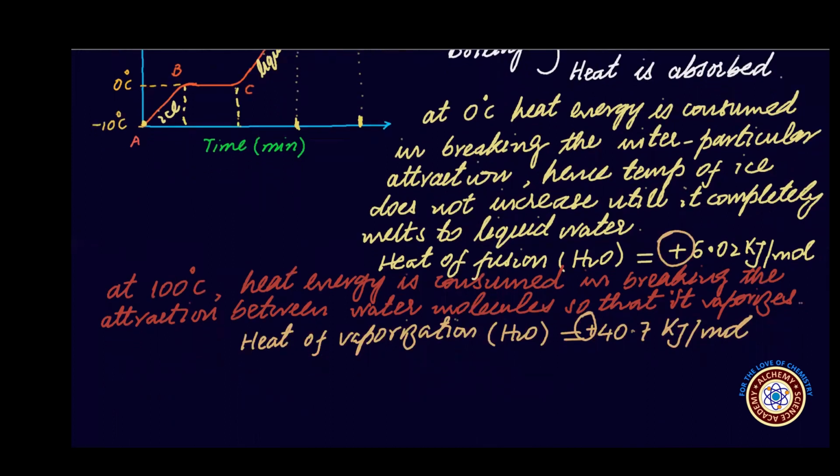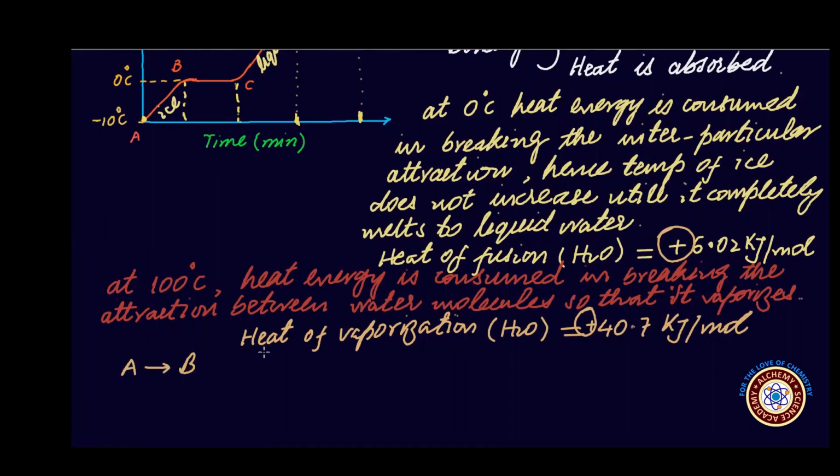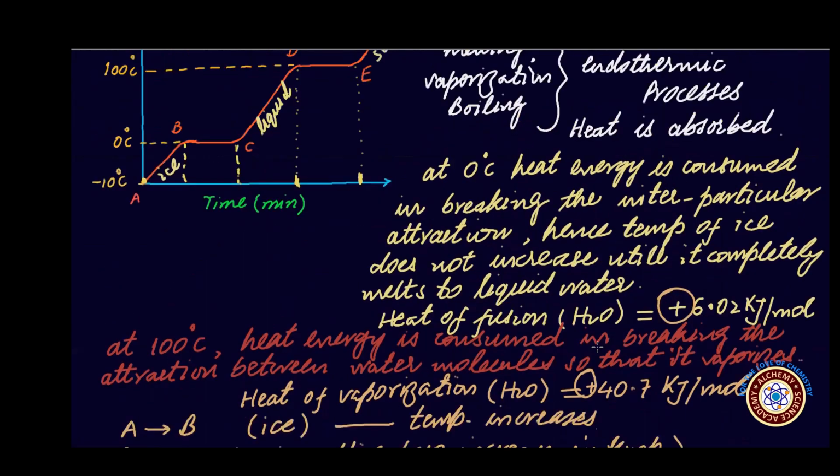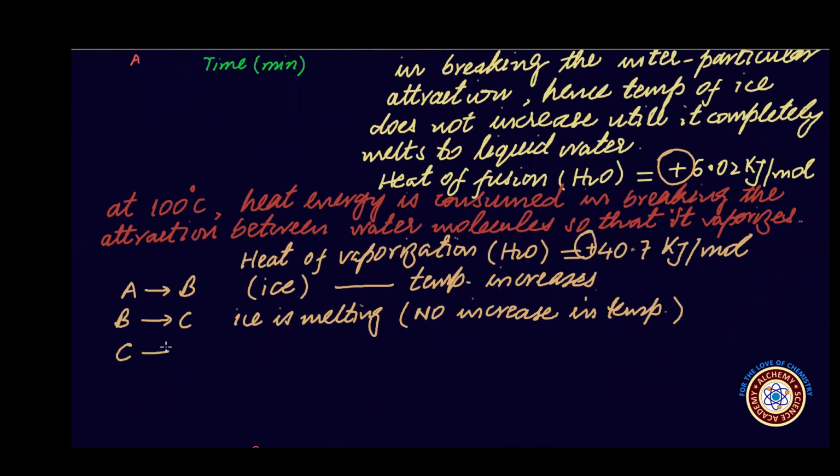Now let us see in this heating curve what these sections indicate. The section A to B indicates that water is existing as ice, and in this section the temperature of ice is increasing. Section B to C indicates that ice is melting, but there is no increase in temperature.